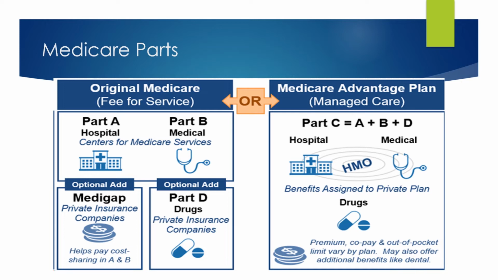Now, you see on the left-hand side of the screen how we talk about this original Medicare. So again, Part A and Part B is what is required. That Medigap or supplemental insurance is an optional add, as well as the Part D, the pharmacy drugs, which is also an optional add. On the right-hand side, you see the other option.